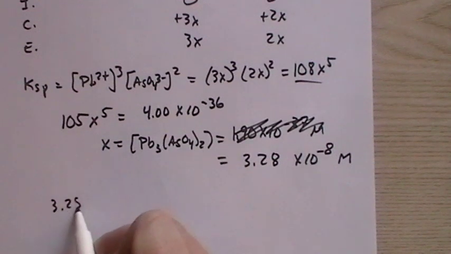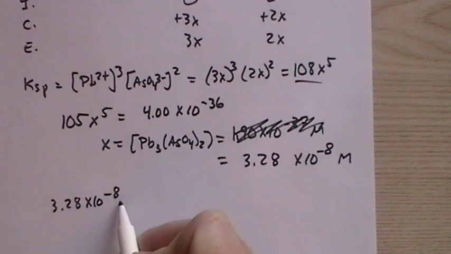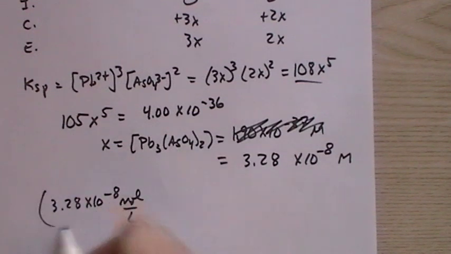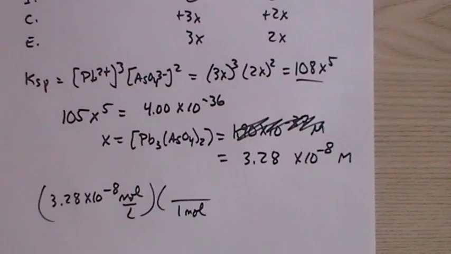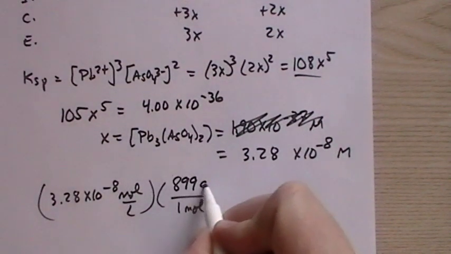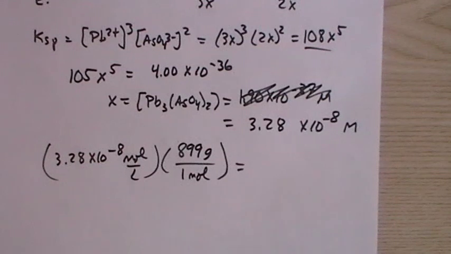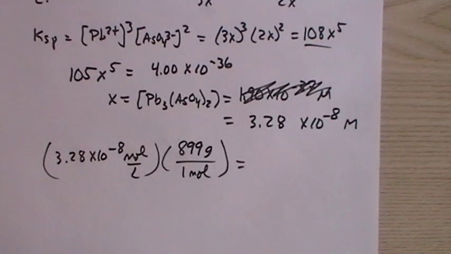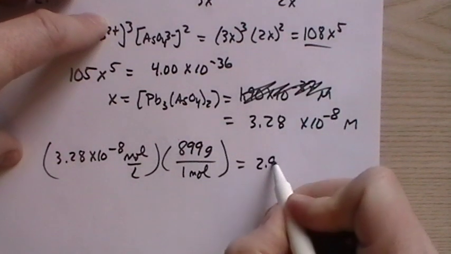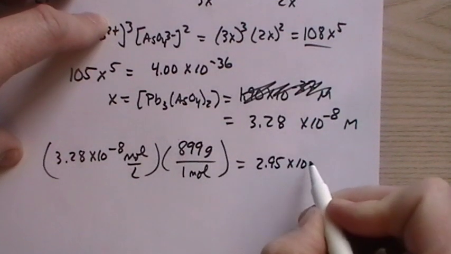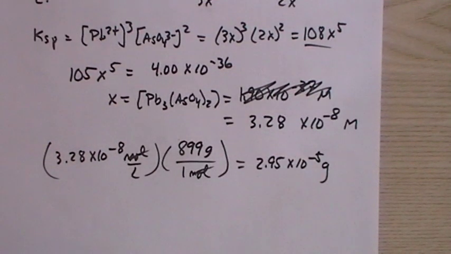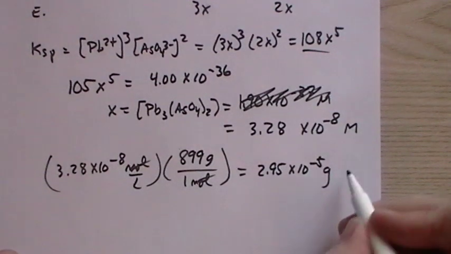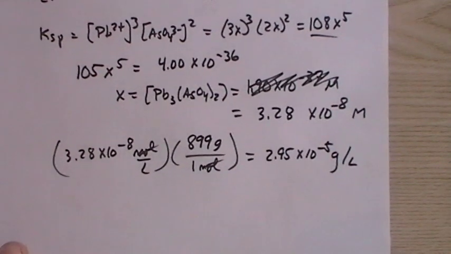And then if we want the solubility, that's going to be in grams per liter. So we take the molar mass of our compound, which I determined to be 899 grams per mole. And I checked that 3 times. I know it's got to be gigantic, but it just threw me off when I was looking at it. And so I just don't trust it, even though I did it 3 times. So that's 2.95 times 10 to the minus 5 grams per liter of the solution.